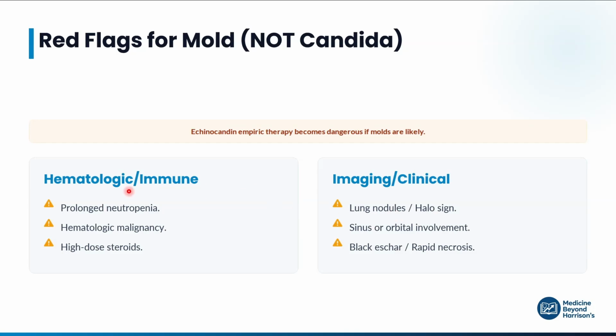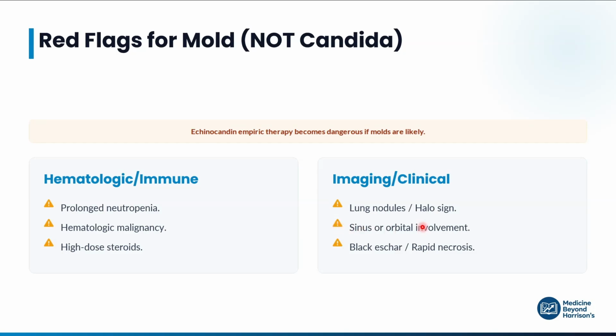So for example, the patient is having prolonged neutropenia, hematological malignancy, or the patient is on high dose steroids. In all these cases, these are red flag signs for mold infection. So in these cases, echinocandin becomes dangerous, because these molds do not rely upon the beta-glucan chain, so it is not responsive.